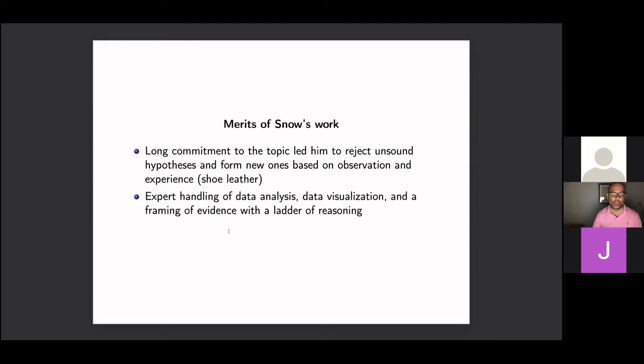So the things to remember about Snow: excellent detective work, excellent analysis, very creative, but also an excellent communicator of that information, right? Through pictures, tables, arguments, books. It's not his fault that people weren't convinced.